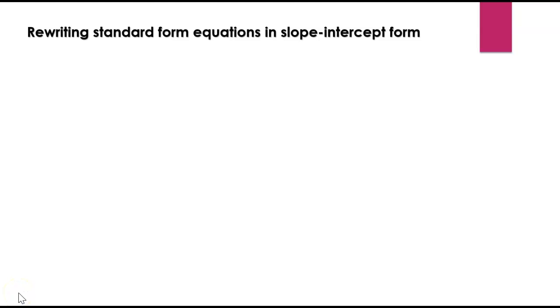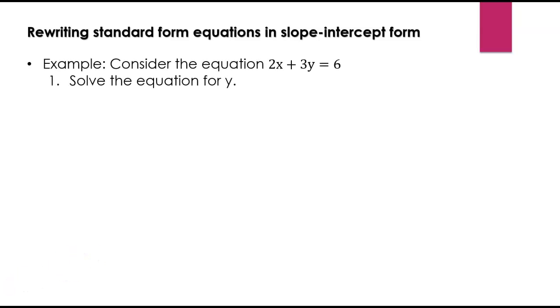This is Basic Algebra Week 8, Part 1 video, rewriting standard form equations in slope-intercept form. Our example is, consider this equation 2x plus 3y equals 6, which is in standard form. We want to solve the equation for y to put this into slope-intercept form.